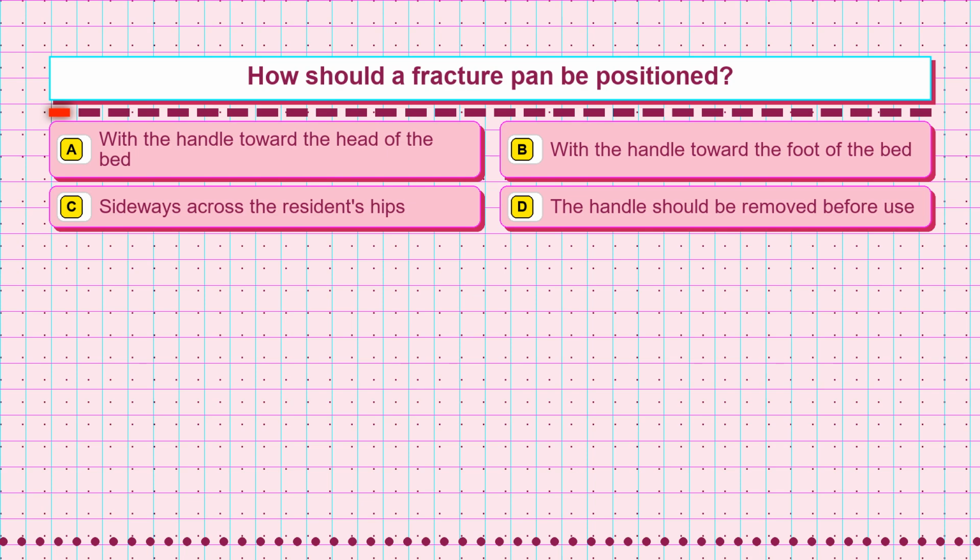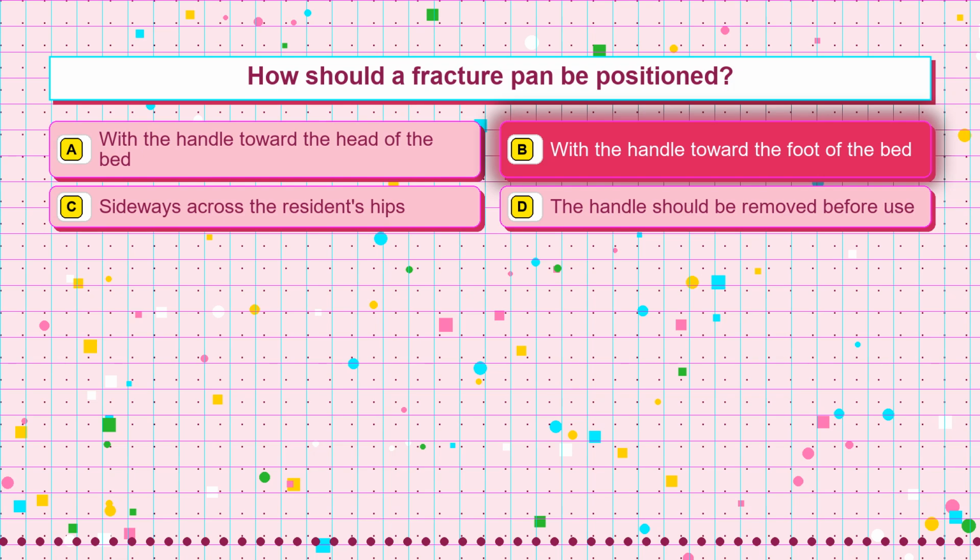Question 1. How should a fracture pan be positioned? Option A. With the handle toward the head of the bed. Option B. With the handle toward the foot of the bed. Option C. Sideways across the resident's hips. Option D. The handle should be removed before use.